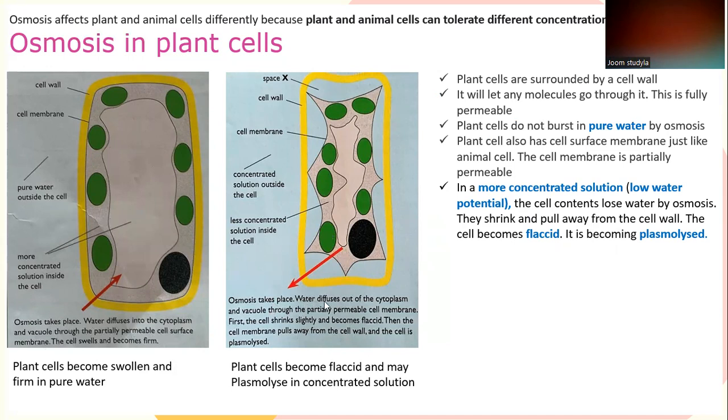When osmosis takes place, water diffuses out of the cytoplasm and vacuole through the partially permeable cell membrane. First, the cell shrinks slightly and becomes flaccid. Then the cell membrane pulls away from the cell wall and the cell is plasmolysed. This is the condition that happens if you put the plant cell in a more concentrated solution, which has low water potential. This is what is happening to the plant cell: it becomes flaccid and may plasmolyse in a concentrated solution.